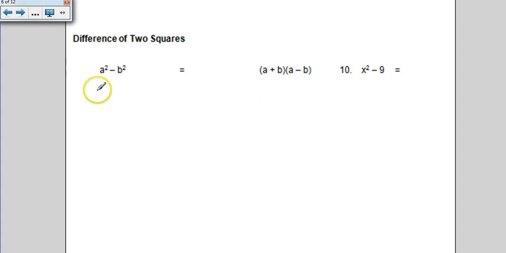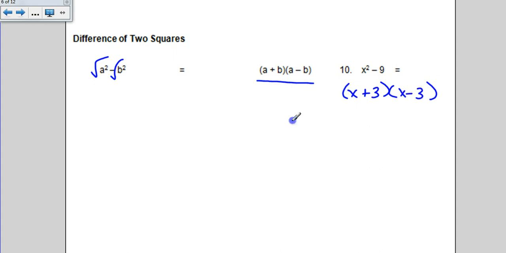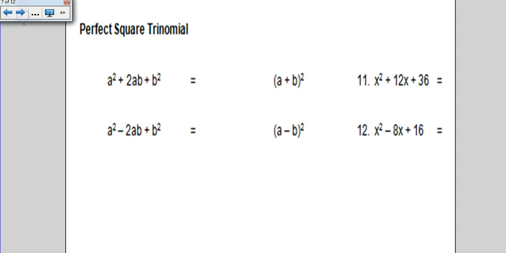So if you notice, you have two perfect squares and they're being subtracted. The pattern it factors into is a plus b and a minus b. So basically all I need you to do is square root each of the numbers and then put one a plus and one a minus, and you're done. So here for number 10, if I were to square root an x squared and a 9, I would have x plus 3 and an x minus 3. And that's how you factor that. That's my absolute favorite factoring problem because they're so easy.